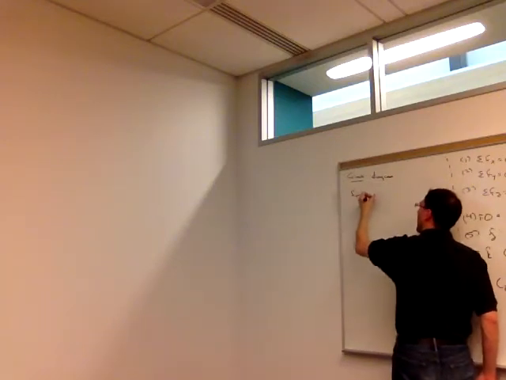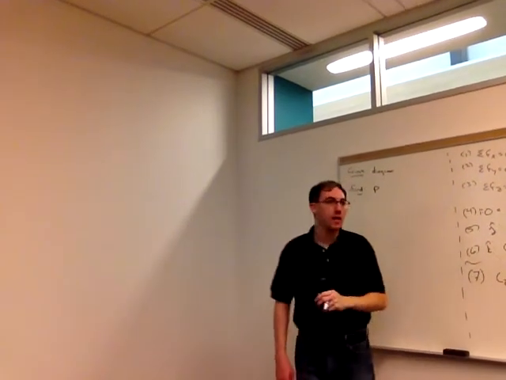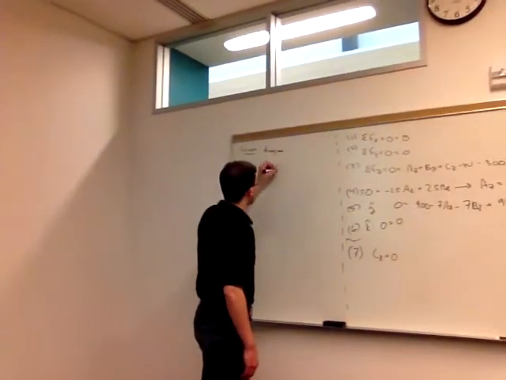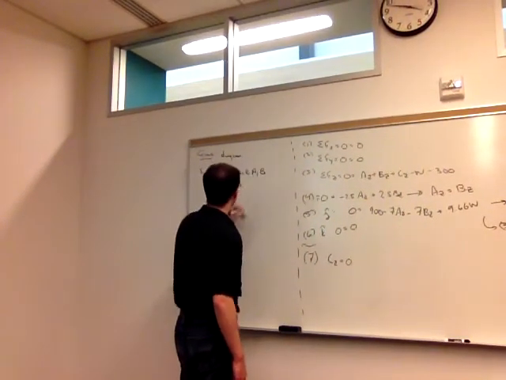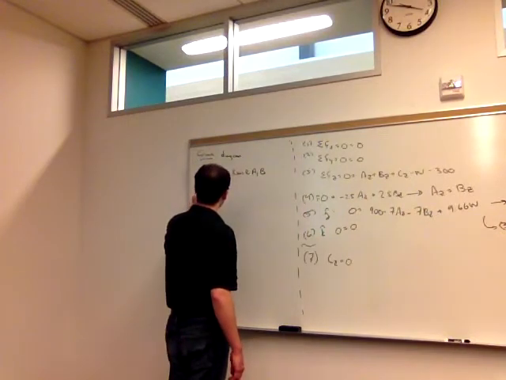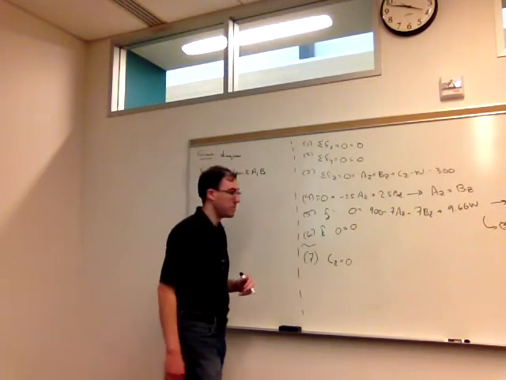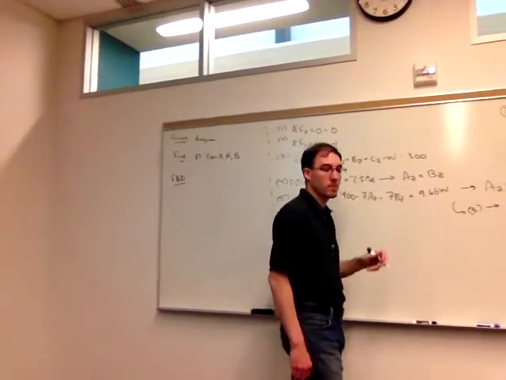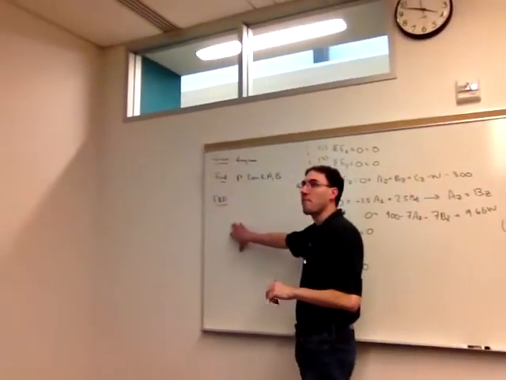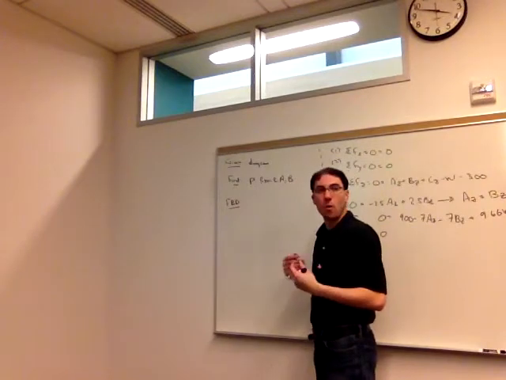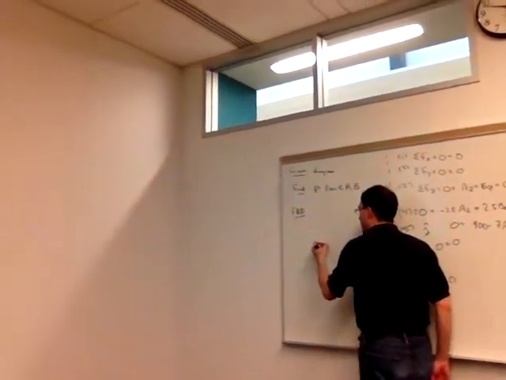So we want to find the applied force P that we need to apply to keep it in equilibrium, and the reactions, all the reactions at A and at B. So for the free body diagram, they have the origin of the system at A, so I'll just keep it at A.